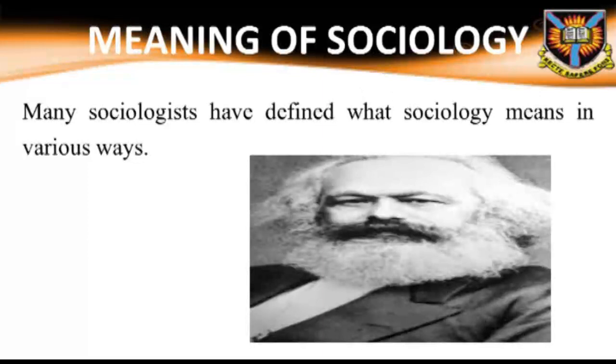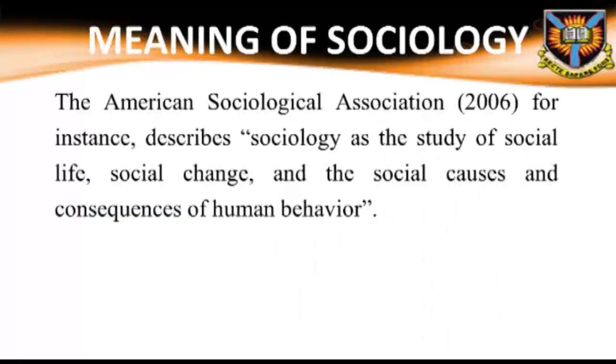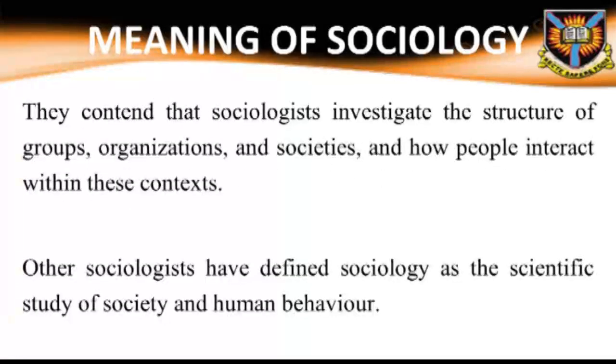Meaning of sociology. Many sociologists have defined what sociology means in various ways. The American Sociological Association, 2006, for instance, describes sociology as the study of social life, social change, and the social causes and consequences of human behavior. They contend that sociologists investigate the structure of groups, organizations, and societies, and how people interact with these contexts. Other sociologists have defined sociology as a scientific study of society and human behavior.